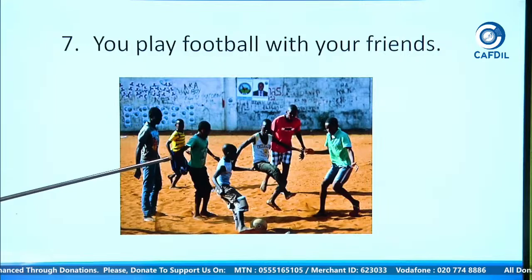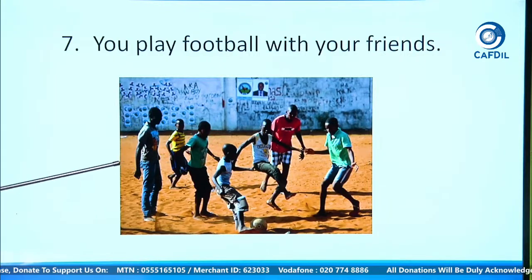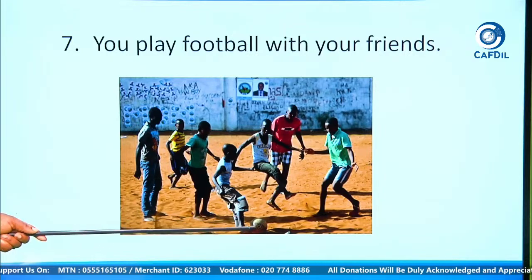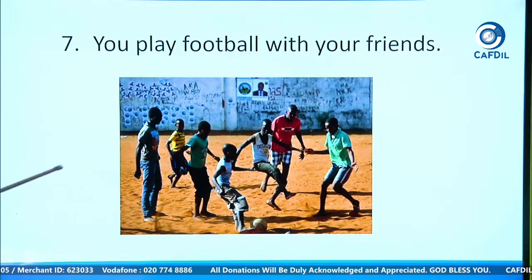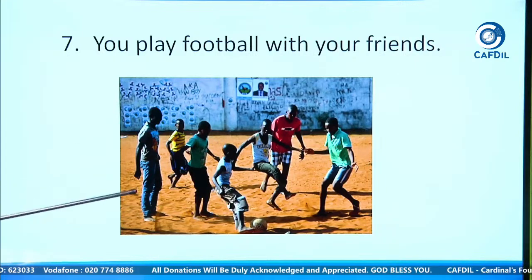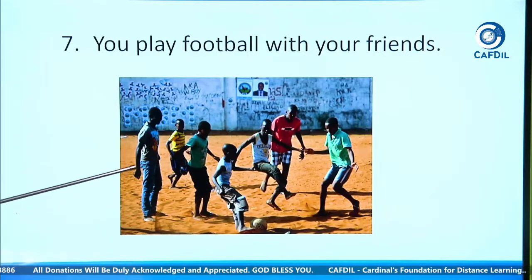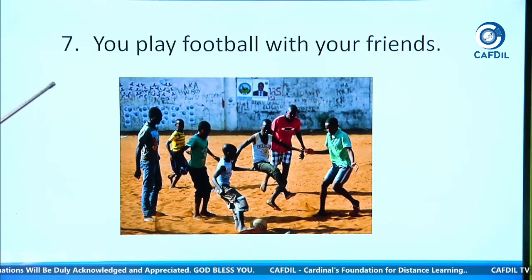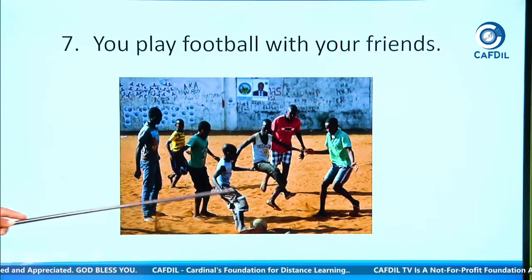What do we see in this picture? We see, what is this? A football. What do you think they are doing? They are playing it. Good. So we're going to form a sentence to describe what we see in this picture.